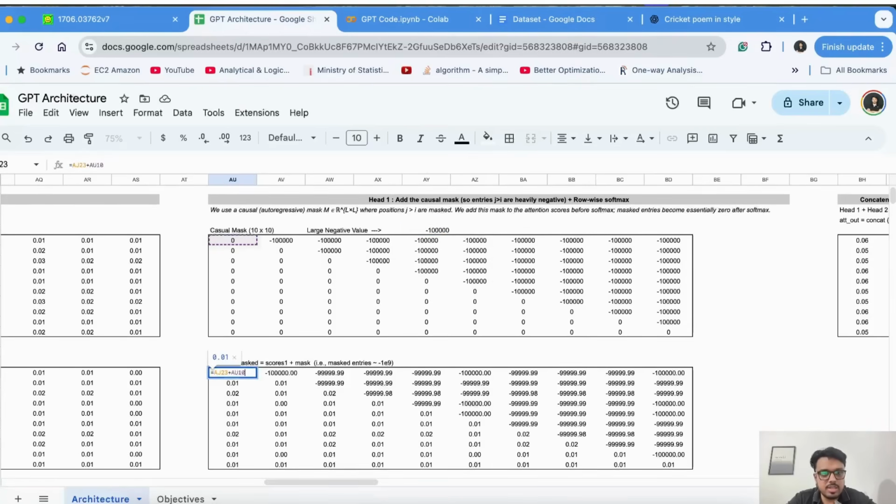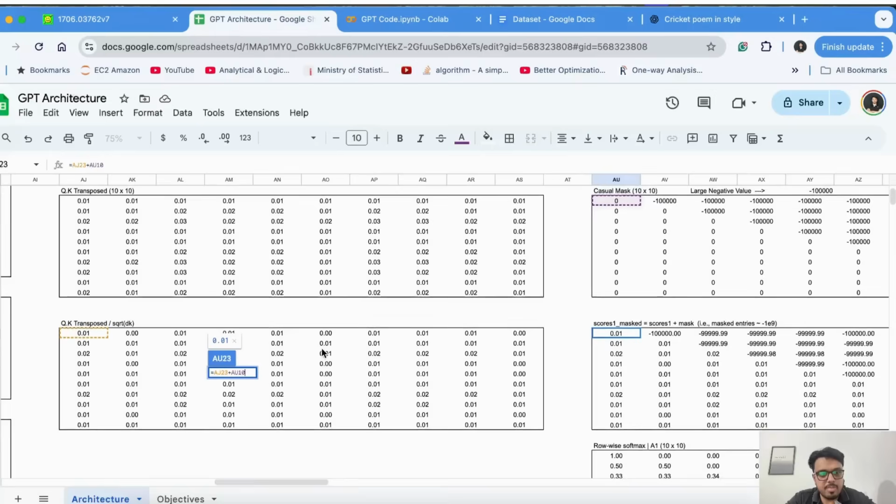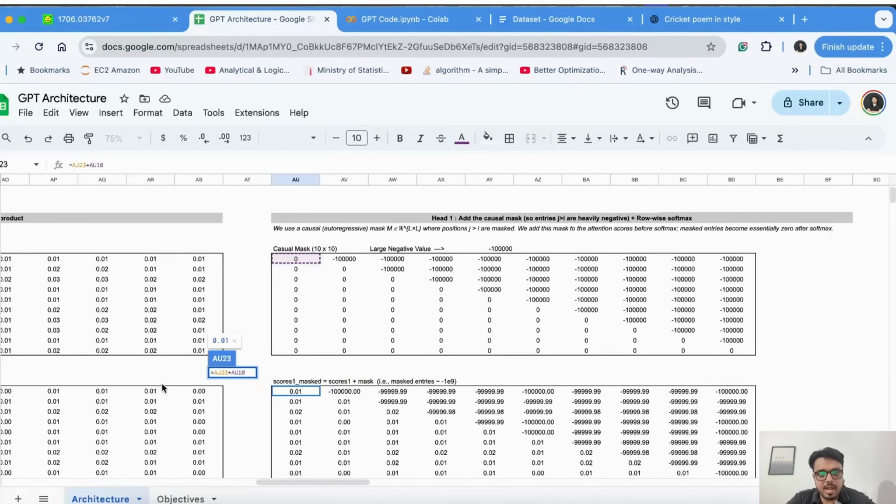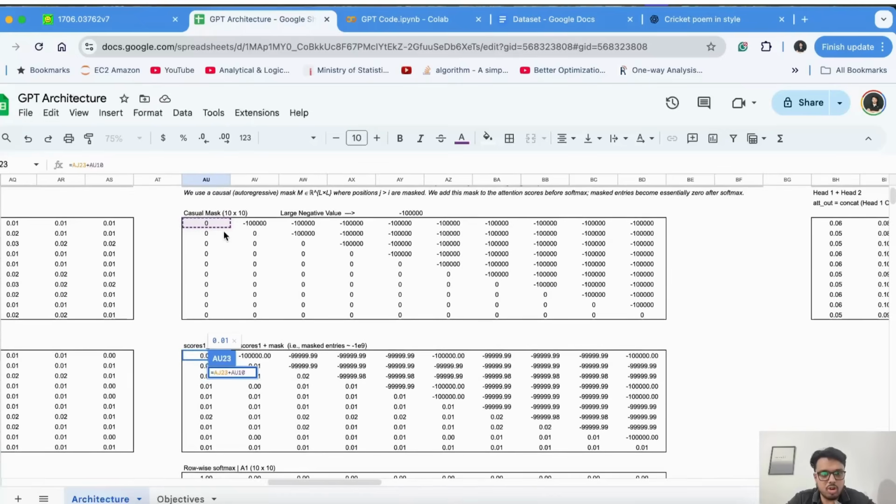Then what we do is we just sum up the output from the last layer and add the causal mask on top of it. Okay, so this is my scored masked matrix, a 10 by 10 matrix, which is this plus the last output.